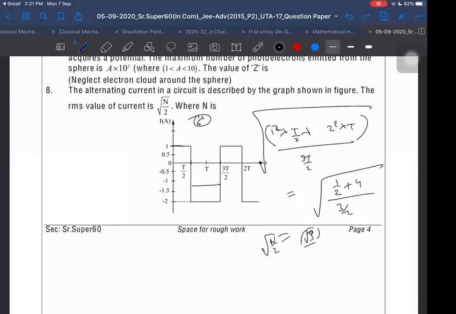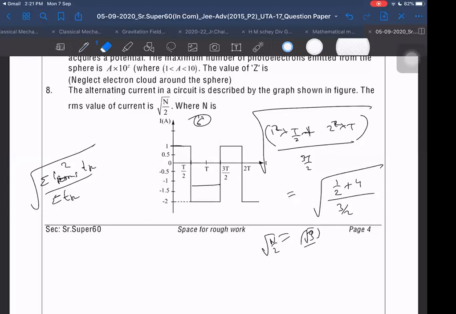Sir, understood. The formula was sigma I RMS k square into T k upon sigma T k, under the root. That is the formula. Okay.